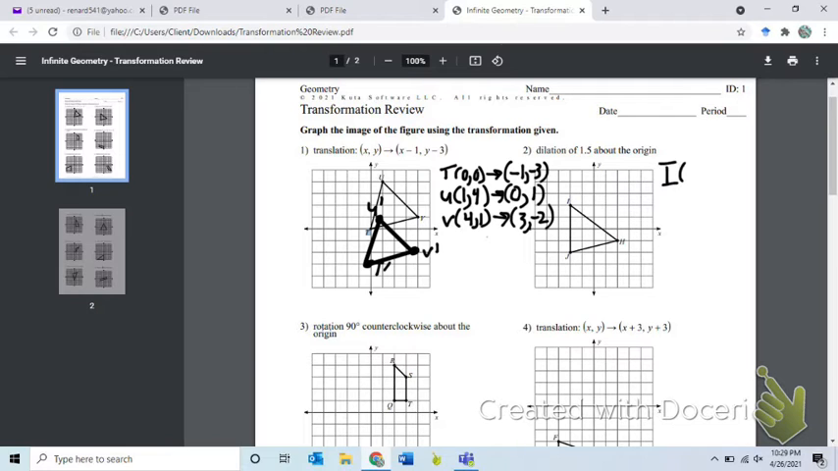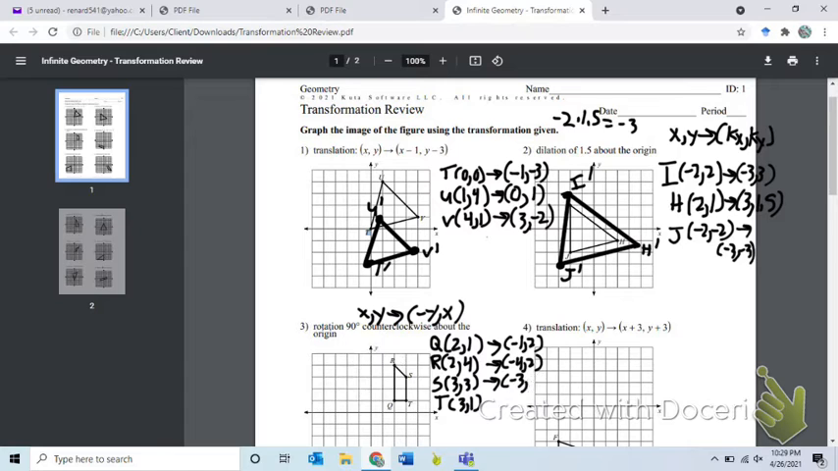Now, this is pretty straightforward. We take our point, so let's say I is negative 2, 2, and we're going to multiply each one of those by the scale factor, in this case, 1.5. Well, 1.5 times negative 2 is negative 3. So negative 2, 2 becomes negative 3, 3. Right there.